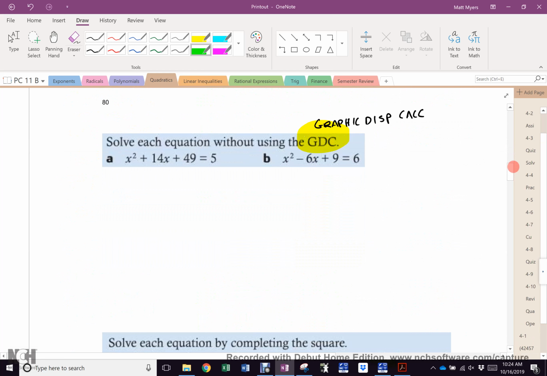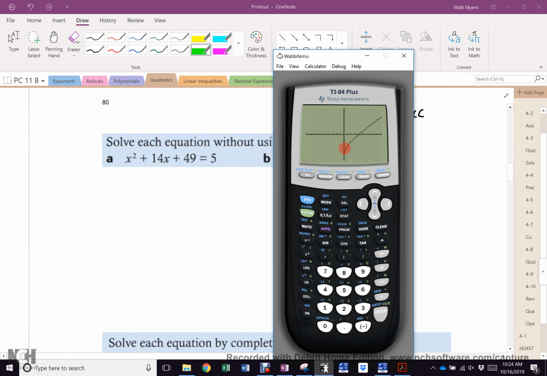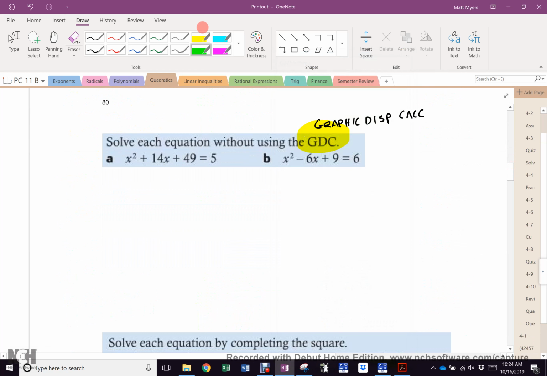Graphic display calculator. I will be teaching you how to make this make graphs. Okay? But that's later. Just like you learn how to use a screwdriver before anybody gives you a power tool.